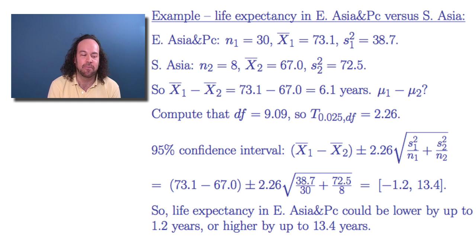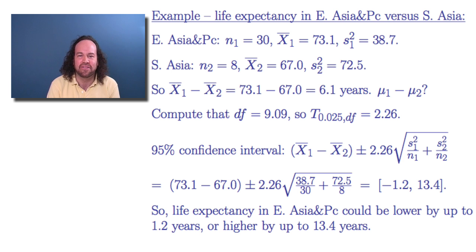And when you stick in the numbers and work it out, we get a range from minus 1.2 years up to 13.4 years. So we're saying at the 95% confidence level, East Asia and the Pacific could have a life expectancy which is lower by as much as 1.2 years, or which is higher by up to 13.4 years. So that tells us about confidence intervals.